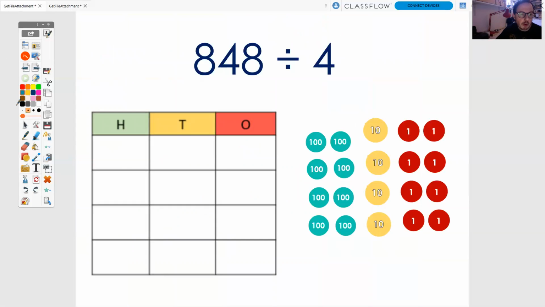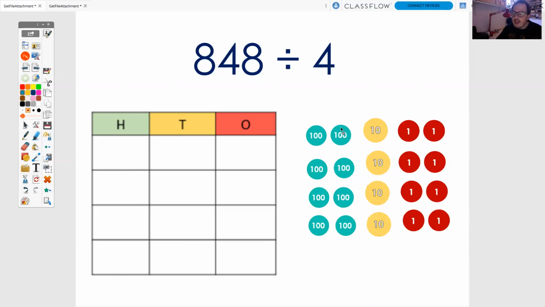848 divided by 4. Again, if I was using my counters, hopefully I've got 848 divided by 4. I've got 4 rows here. This is going to help me. I've kind of split it into 4 rows. I've got 800, I've got 40, and I've got 8. I can already see, actually, the way I've lined them up, it's almost like I've solved the problem just by putting the counters down. And that's why it helps sometimes.